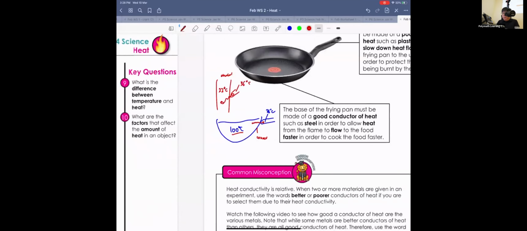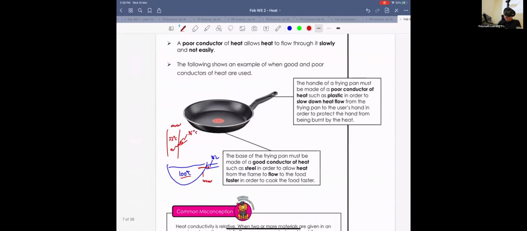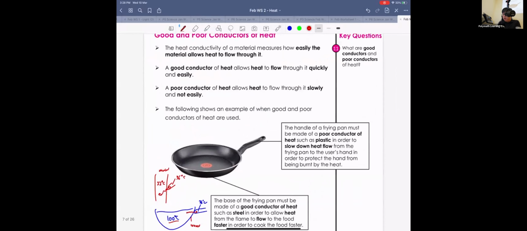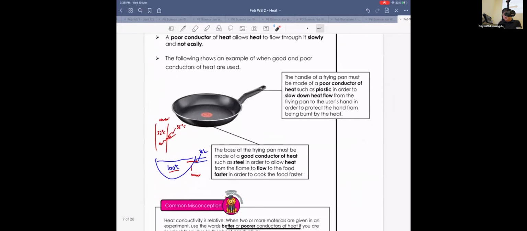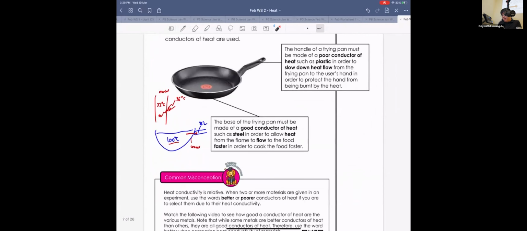All right, so good conductors of heat, easy. Generally, they would say metals are good conductors of heat. So whenever they want you to give an example of a good conductor, very easy, it is metals. Any kind of metals are good conductors. If they want a poor conductor of heat, then it is plastic. Plastic is a poor conductor of heat, metal is a good conductor of heat.